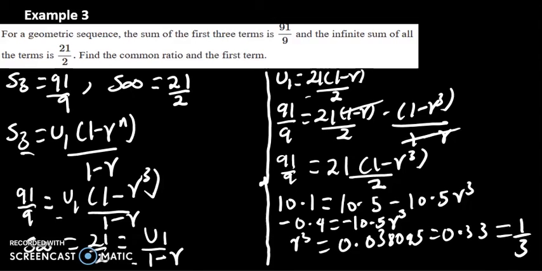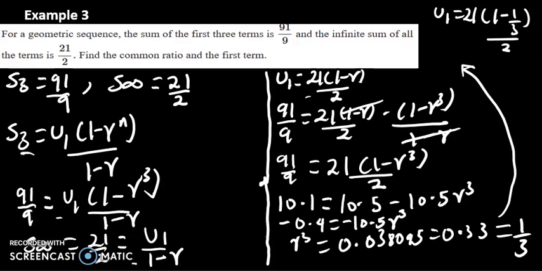To find u1, since I have no space, let's go up. u1 is equal to 21 times 1 minus 1/3, divided by 2. So that is 7. So u1 is 7.